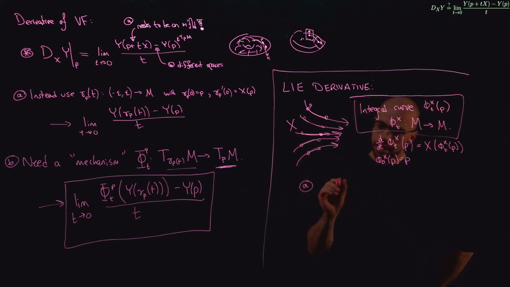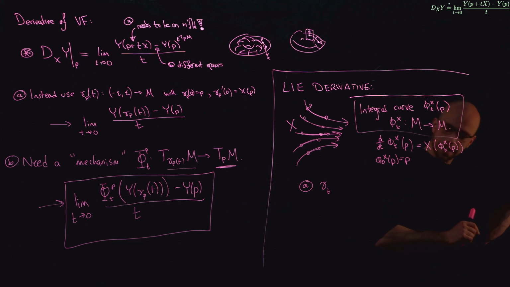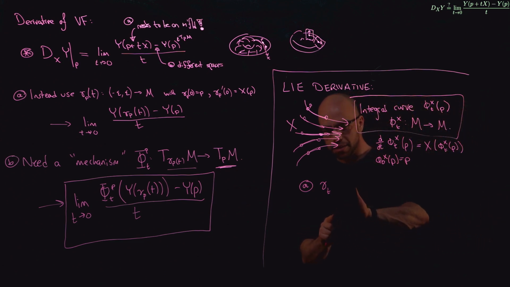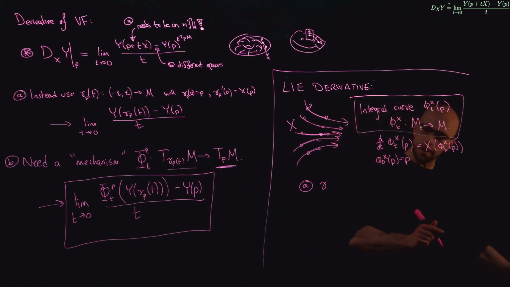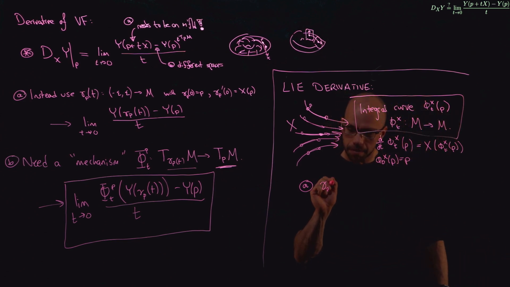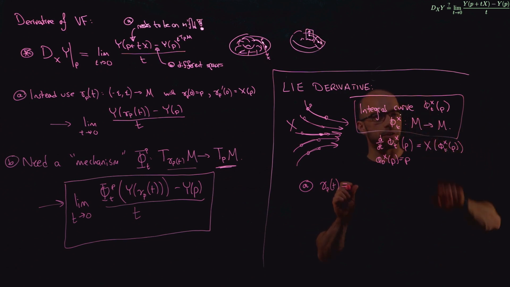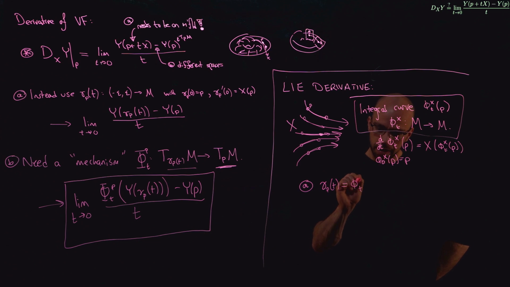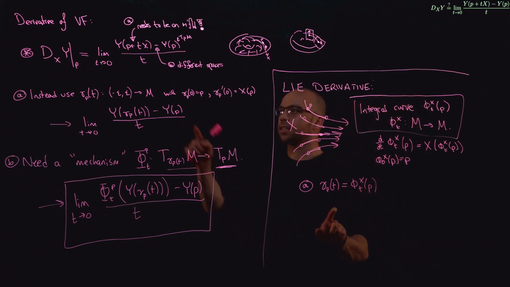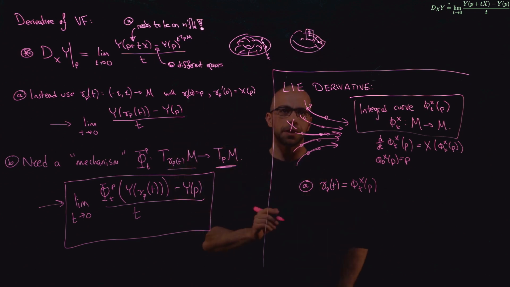In particular, I can say gamma p of t we're just going to say is exactly the integral curve here, so I'm going to just write it as phi t X of p. I never cease to amaze myself with being able to say one thing and write another. And notice that by definition, this satisfies the two assumptions here, so we're good.